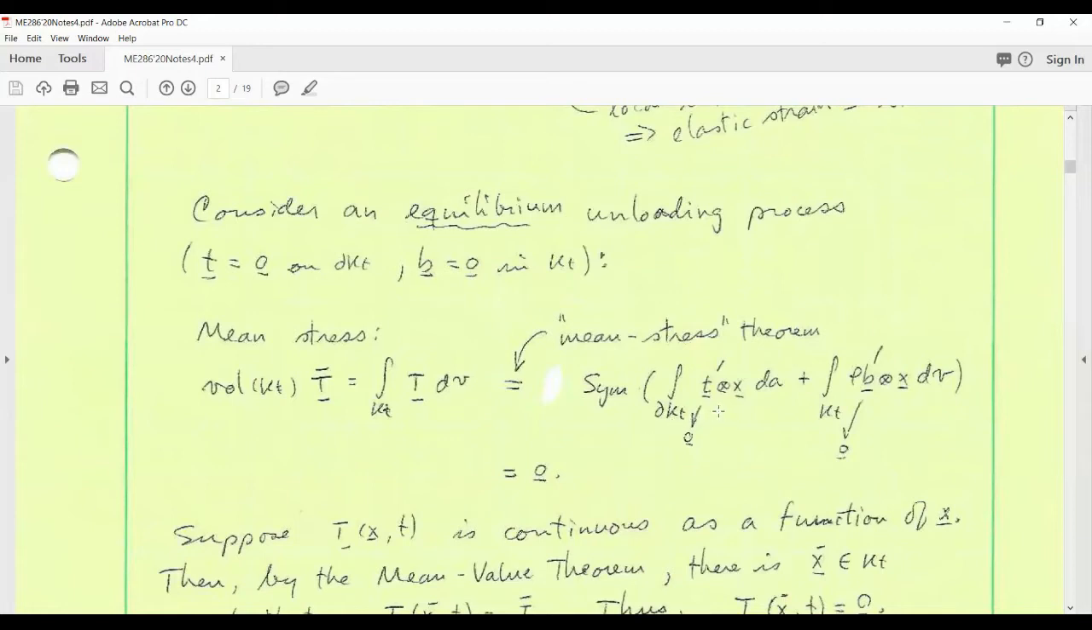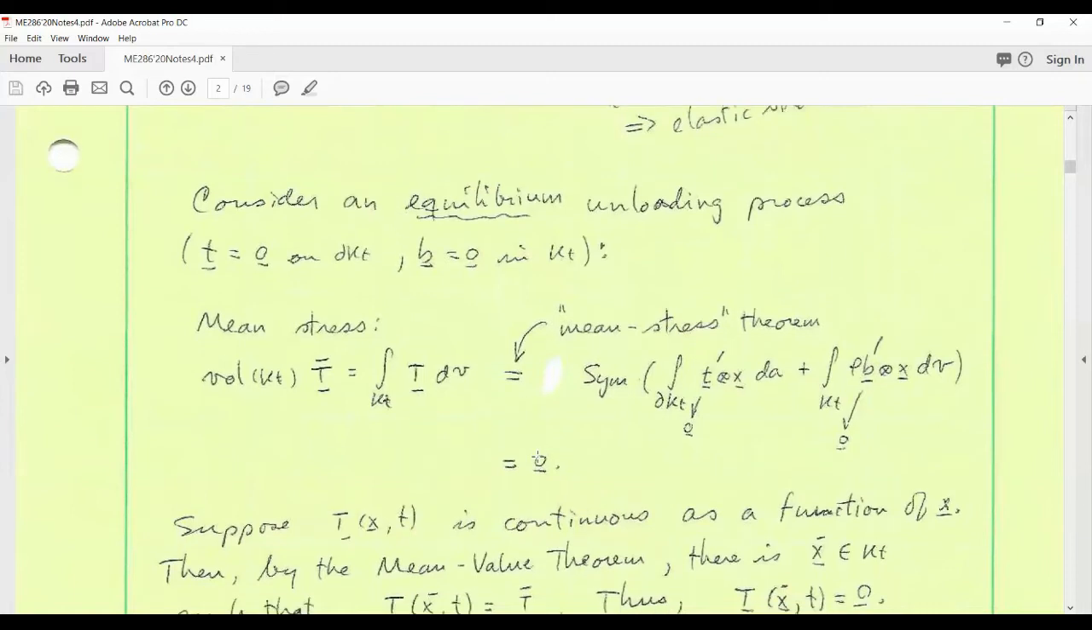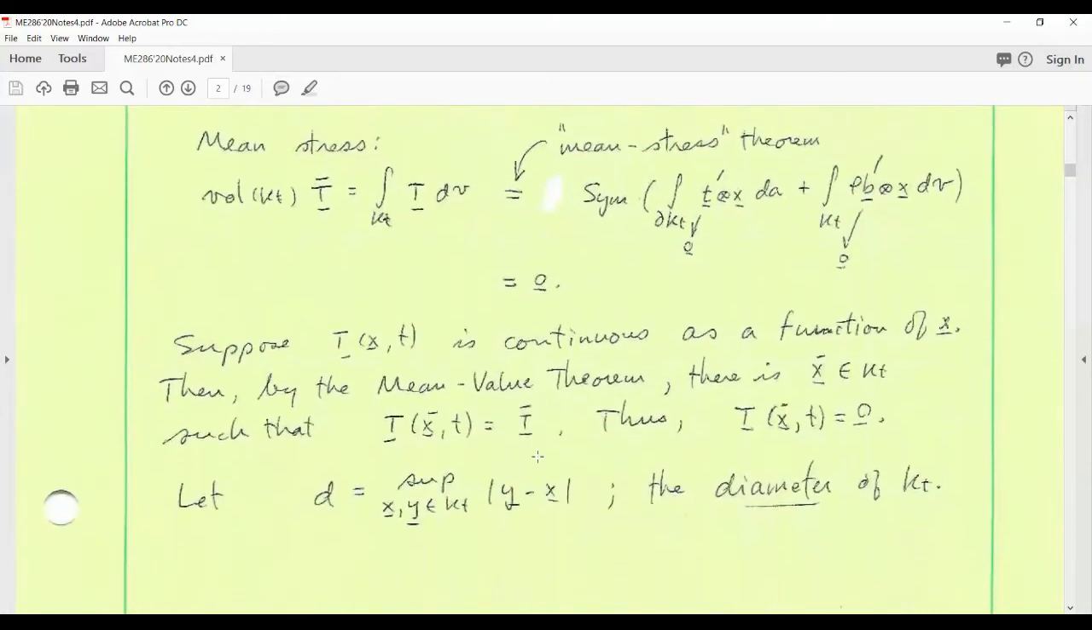Okay, so if we don't apply any traction at all to the entire bounding surface of the body, there are no tractions acting, and we don't apply any body force, then the mean stress is zero, even if the local stress is not zero. Well, what can that do for us?